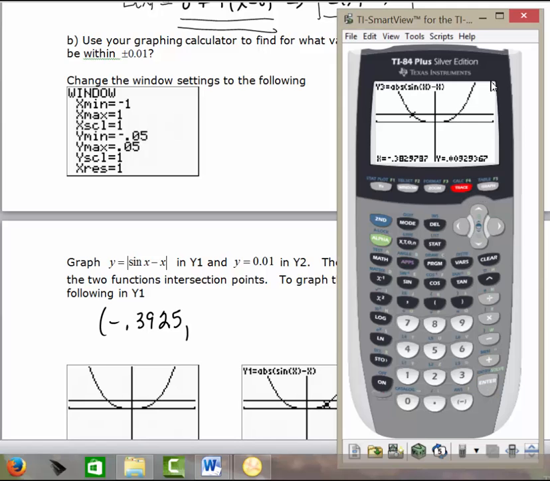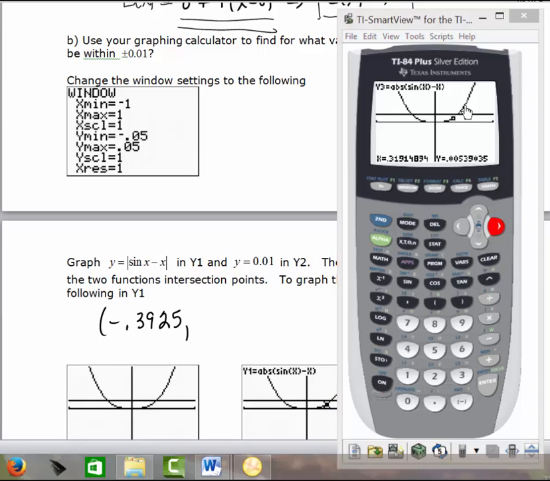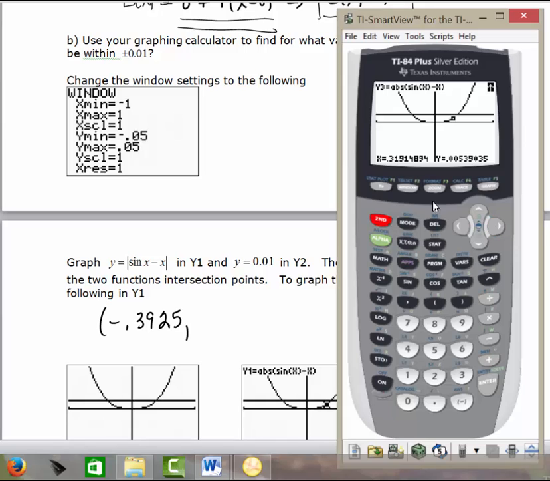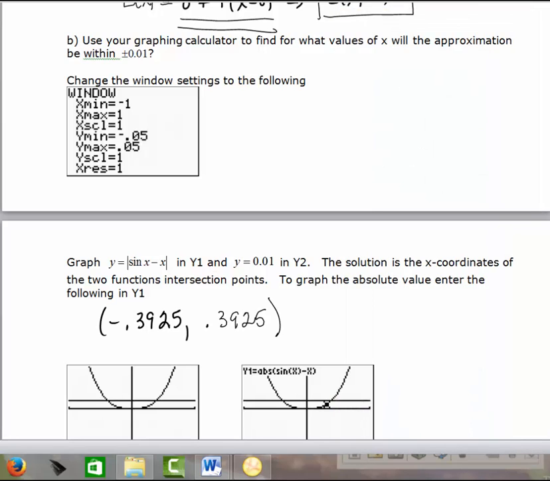Now we're going to trace, and we want to get closer to the other intersection point. You can use the arrow keys to do that. Using the arrow keys, I got close to the intersection point, and I'll hit second calculate again, hit 5 for intersect, enter for the first curve, enter for the second, and enter again for the guess. And I get 0.3925 for the positive value. If I want my error to be within plus or minus 0.01, I would be able to use the linearization for values of x between negative 0.3925 and positive 0.3925.